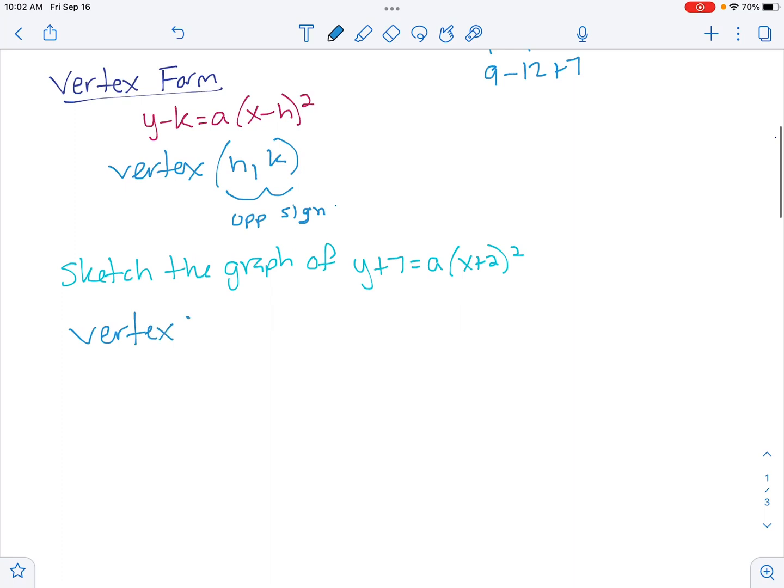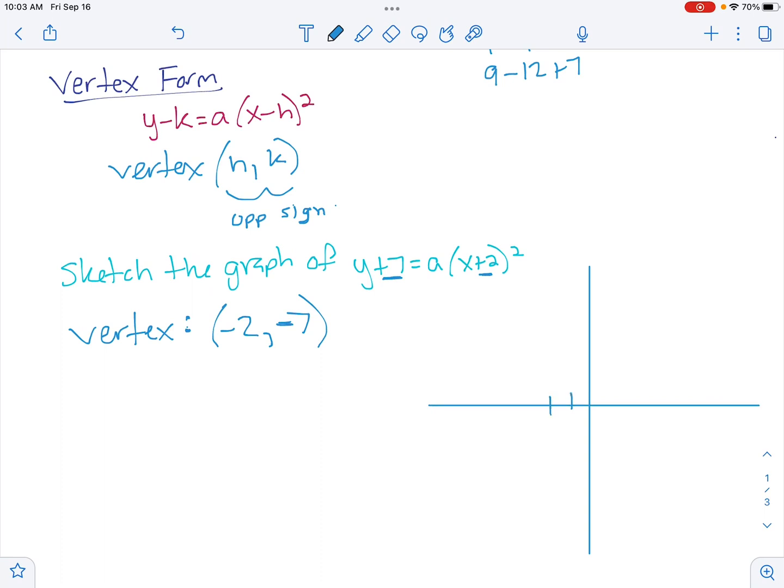So my vertex for this one, that's where I'm going to start, is negative 2, because that should be a minus. So to make that a minus, remember double negative, minus minus becomes a plus. And then this should also be a minus. So negative 2, negative 7. So I'm going to go ahead and plot that.